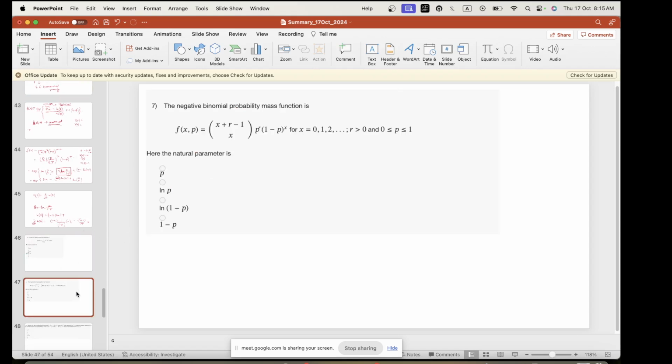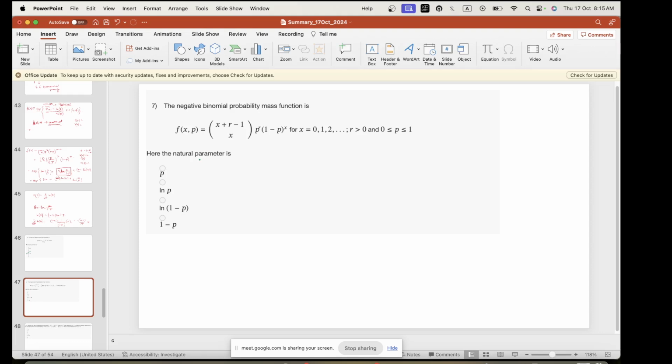Okay, moving on to the next one. This is a negative binomial probability mass function. What is the natural parameter? So from here also it's evident that this will have a canonical form. What is negative binomial probability in short?